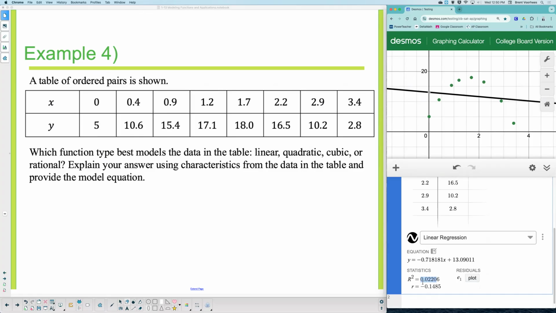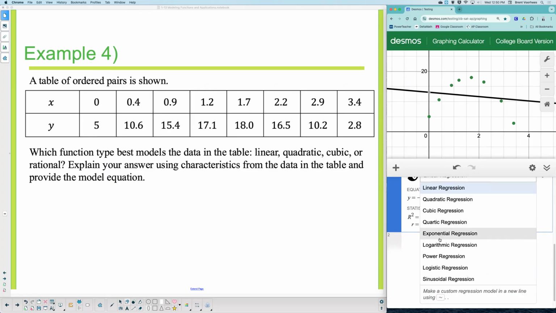What was the number I said the r squared needs to be good? 0.9 to be good. And if you want it to be considered really good, 0.95 or higher. Make sense? That's bad. Okay, so it's not linear. I'm guessing you know what that is. Quadratic, cubic, or rational. Does that look like a C-curve?